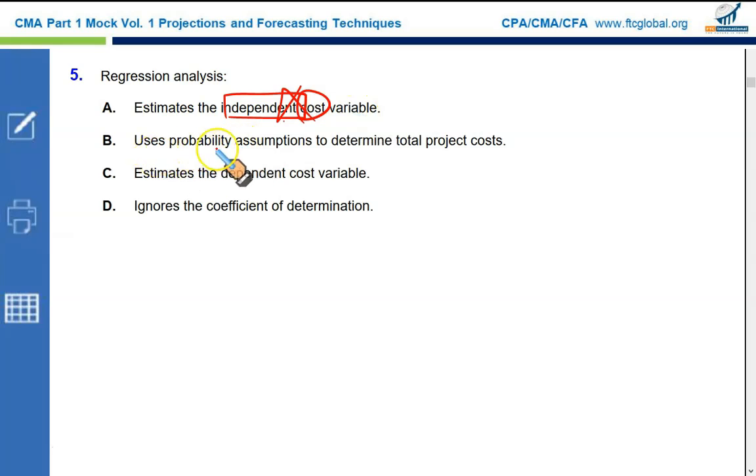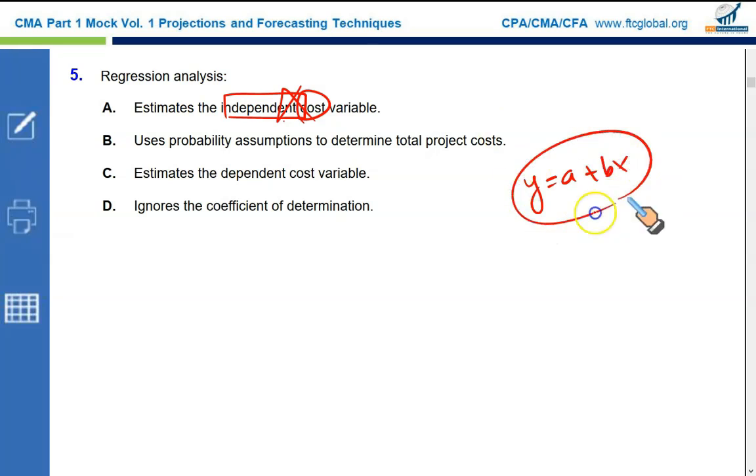B. Uses probability assumptions to determine the total project cost. This is wrong as well, because no probabilities are used in the regression analysis. I'm sure you would know, where did we use probabilities when we drew up this linear equation? This is wrong as well.